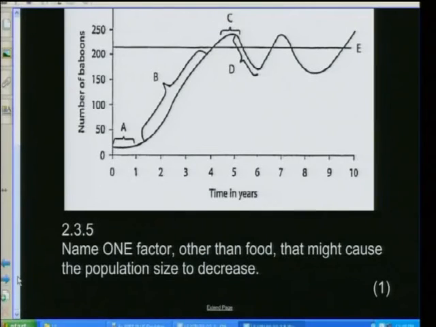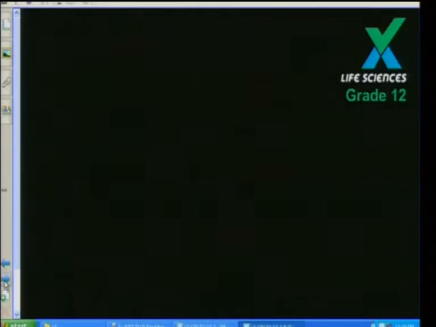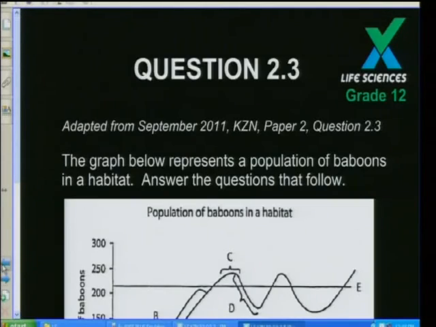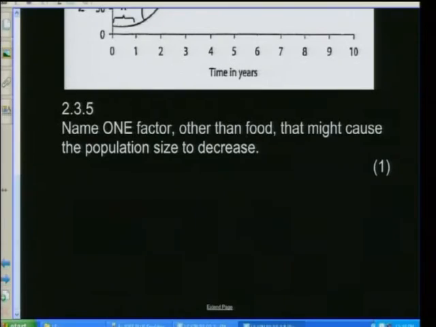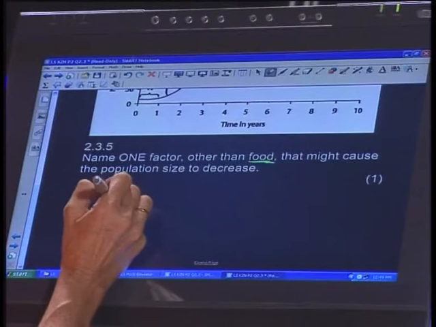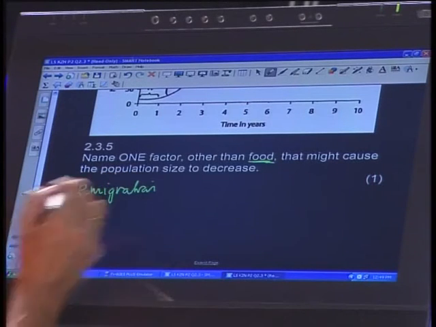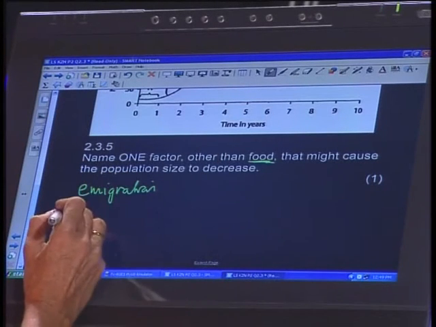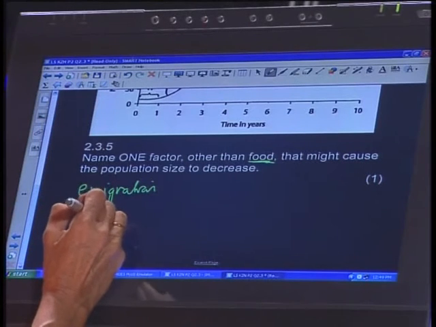Now name one factor other than food that might cause the population size to decrease. Now if you look at this here, what's going to cause this population to decrease other than food? Well, other than food, what causes a population to decrease? It's going to be emigration. Okay. Other than food, we've got predation.